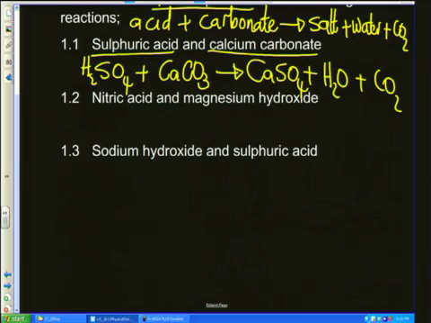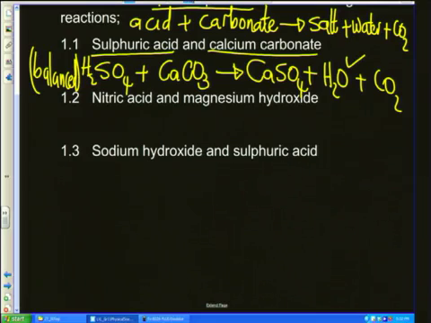Okay, can we balance this? Do we need to balance it? Let's have a look. How many H's do we have there? 2 on the right. Sulfur 1 on the right. Oxygen 7 on both sides. Calcium 1, calcium 1. Carbon 1, carbon 1. So this equation here is balanced as it is. Okay? So I don't have to put anything to balance it. It is balanced as is. So that will be it.